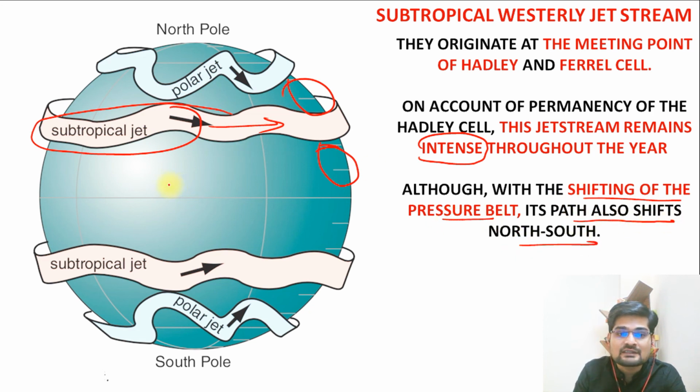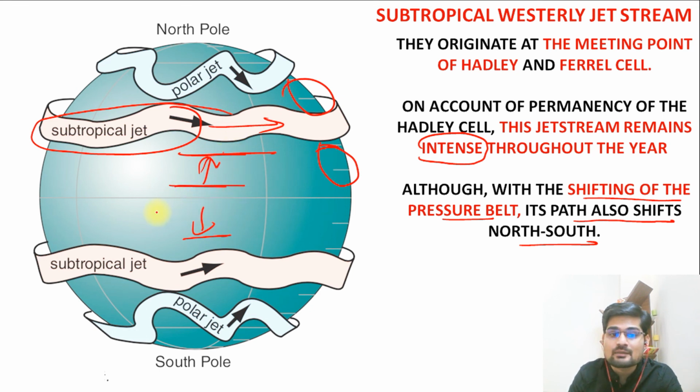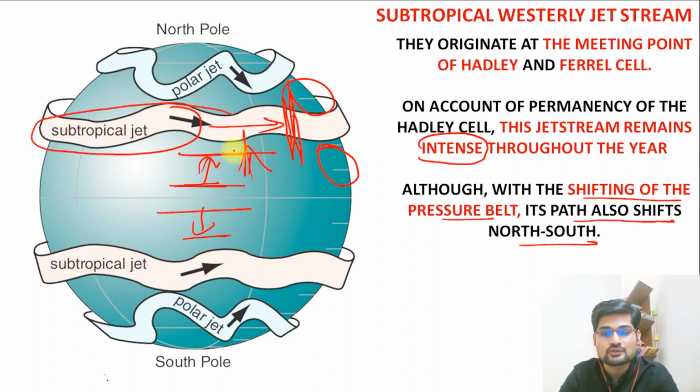And although with the shifting of the pressure belt, its path also shifts. Remember, because of the sun moving north and south, vertical on the Cancer and Capricorn, there is a shift in the temperature belts as well as the pressure belts. So it keeps fluctuating north and south according to the pressure belt fluctuation, but their direction is west to east only, and their intensity is maintained throughout the year, because throughout the year there is a mixing of warm air from the equatorial side and cold air from the polar side. So that is its nature.